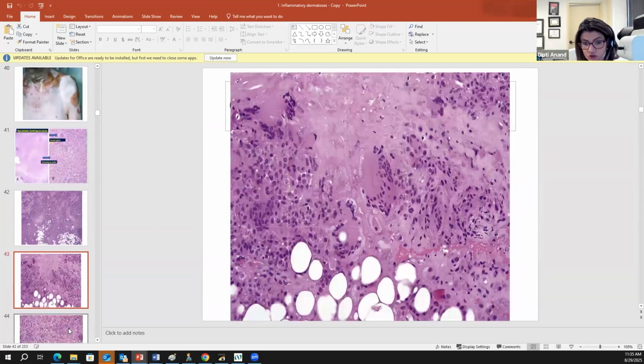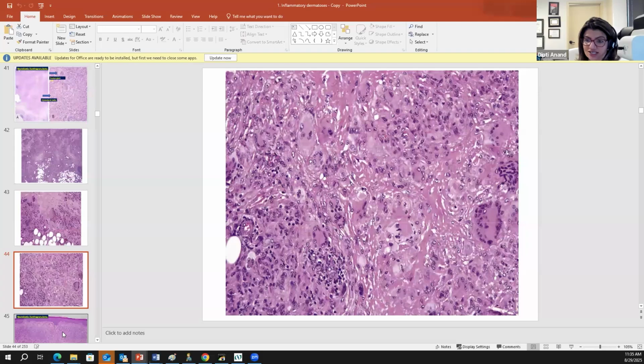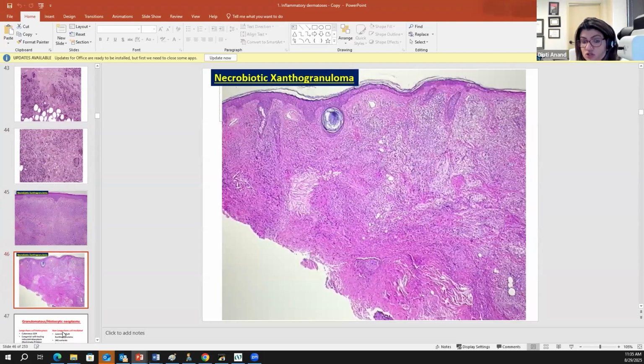Honestly, I have never seen a bona fide case of NXG. I have suggested it in some instances, but none of it has really panned out. So it's an uncommon disease, one of those exotic diseases that you will deal with.